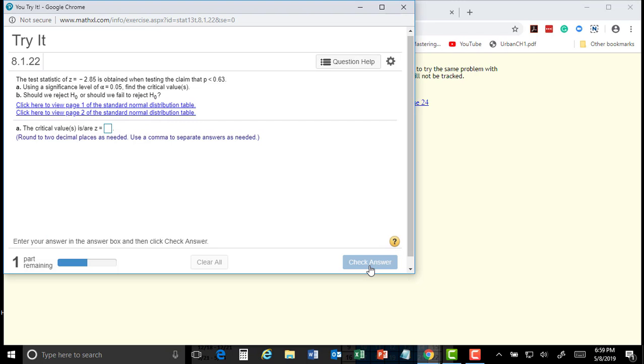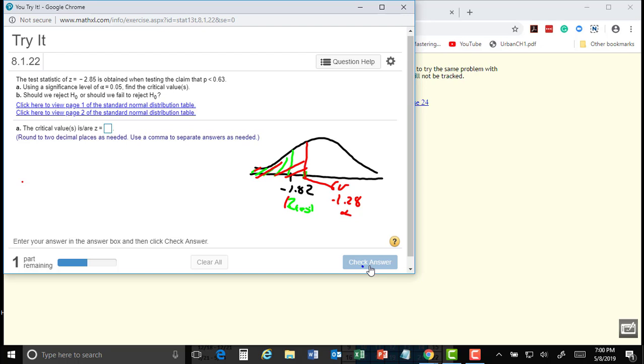So here, look, minus 2.84. It's one tail to the left. It has the significance. All right, give us alpha, right? And find the critical values. Okay, so here we go. So let's start with this one. The critical values for z. So let's do it here again.